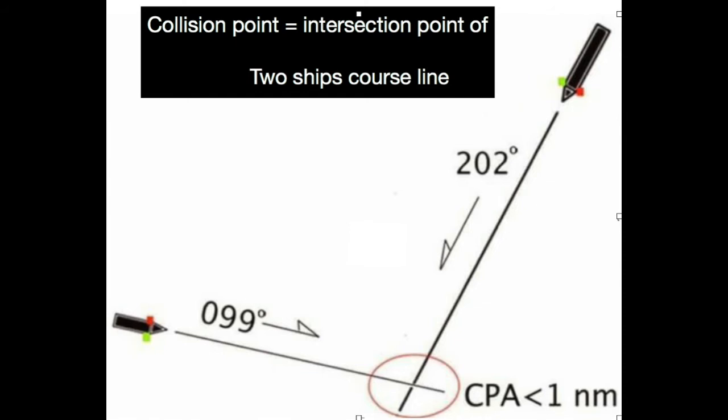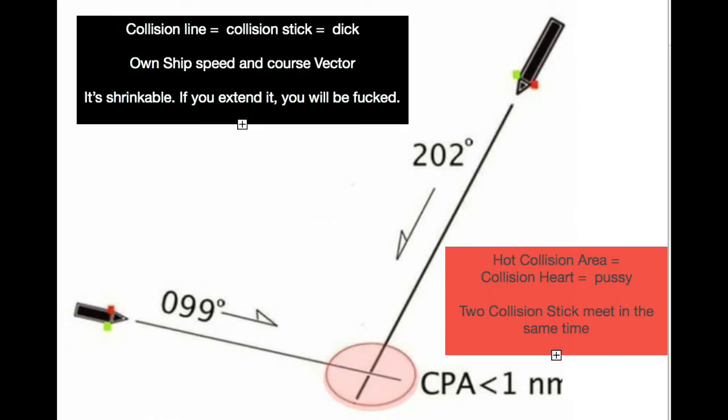I pick up yesterday's one. The collision point is where two vessels' coastlines cross each other. Then there will be an intersection point. This point is our hotspot of collision. If two vessels' coastlines don't cross each other, there will be no risk of collision. Right now we introduce another concept, the collision line. It's also called our collision stick. It's our own ship speed and course vector.